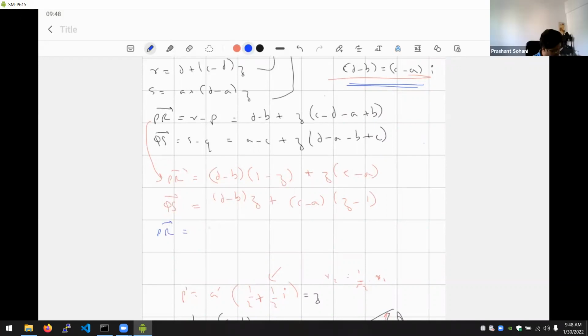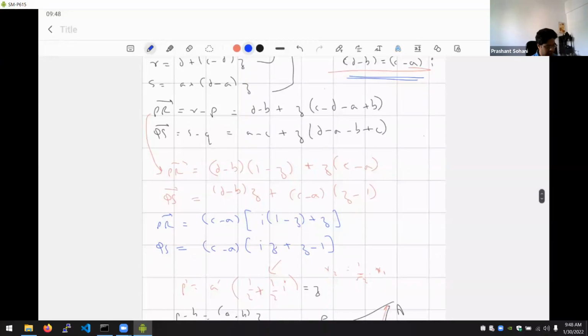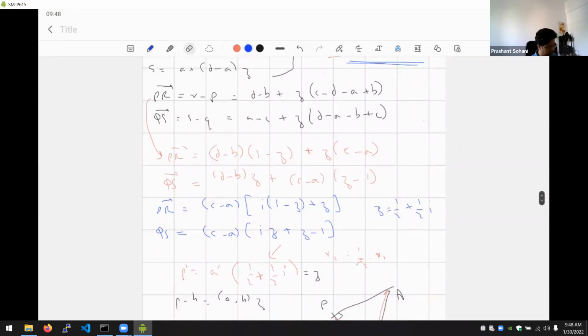Okay, so PR will be nothing but, now c minus a will come out common out of the whole thing, and inside I will have simply i times (1 minus z) plus z, and QS similarly will be c minus a times (i times z plus z minus...). And now here z is a constant, a value I know, equal to half plus half i. So I can multiply and confirm what I am getting.